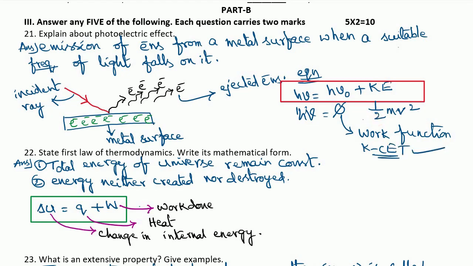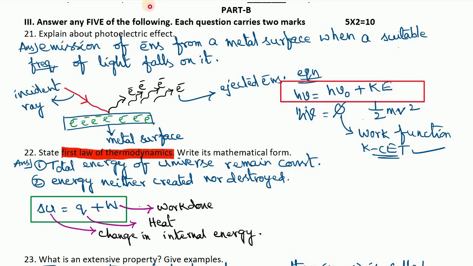So next, second question. State first law of thermodynamics. First law of thermodynamics, right? And its mathematical form. We have different kinds of definitions for the first law of thermodynamics. Look at the first one. Total energy of universe remains constant. That means the whole energy of the universe will remain constant.